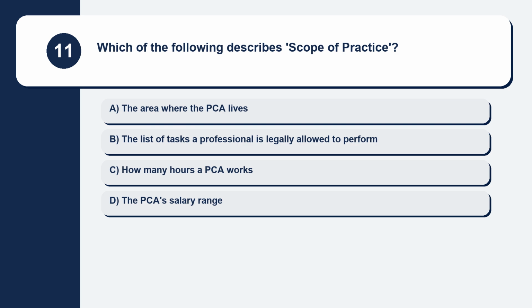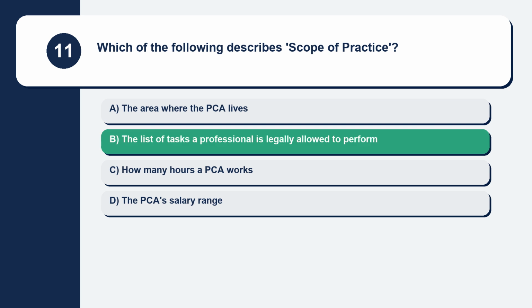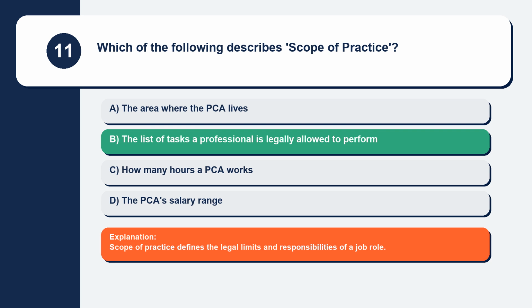Question 11. Which of the following describes scope of practice? The area where the PCA lives. The list of tasks a professional is legally allowed to perform. How many hours a PCA works. The PCA's salary range. Scope of practice defines the legal limits and responsibilities of a job role.